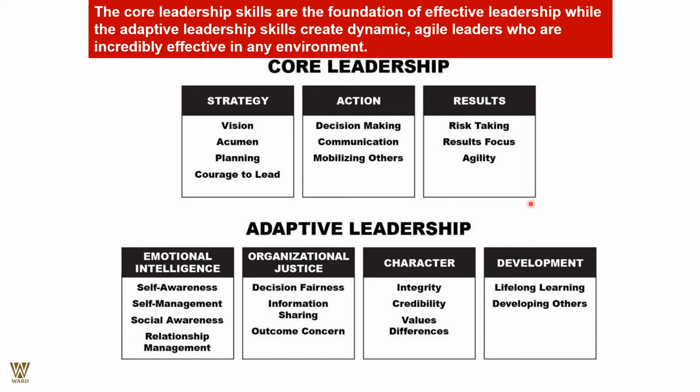A leader with a high EQ, or emotional intelligence quotient, as the case might be. We talk about the four parameters: self-awareness, self-management, social awareness, and relationship management. Adaptive leadership is also about organizational justice, the theory of equity, as far as decision fairness is concerned. Information sharing and outcome concern. Characters are integrity, credibility, and value differences. Thereby, we have to go across this.